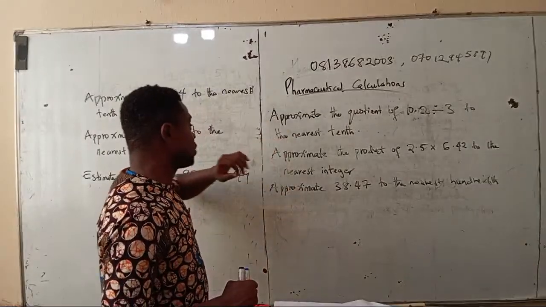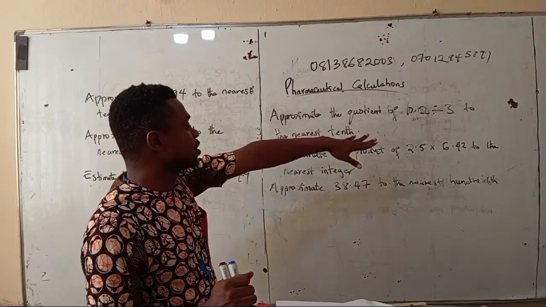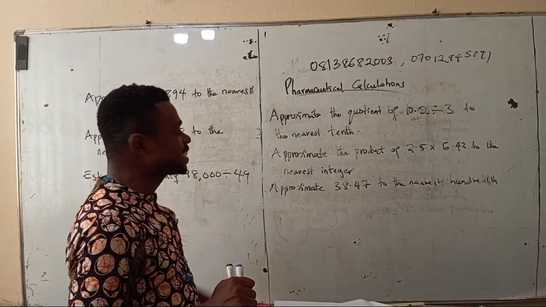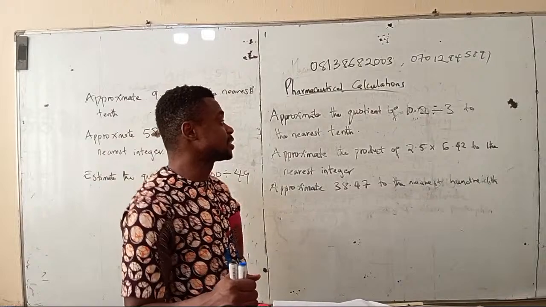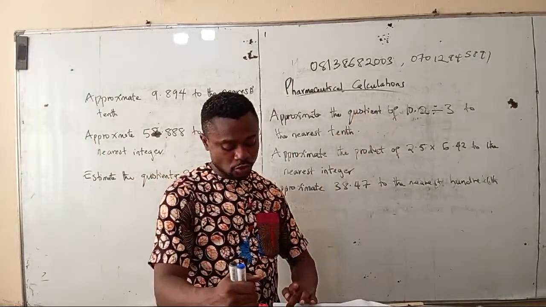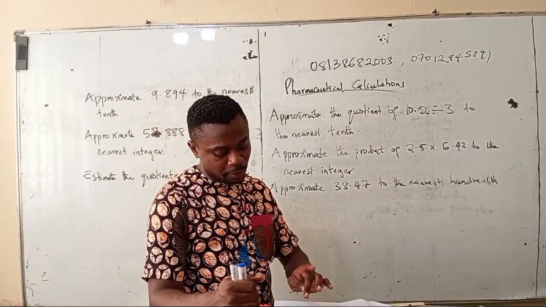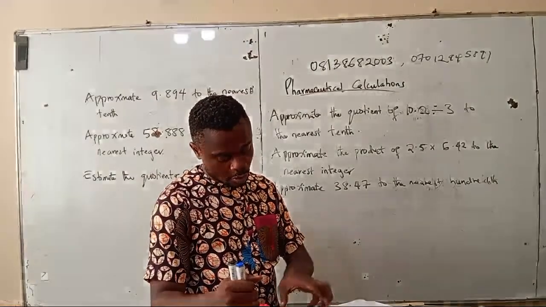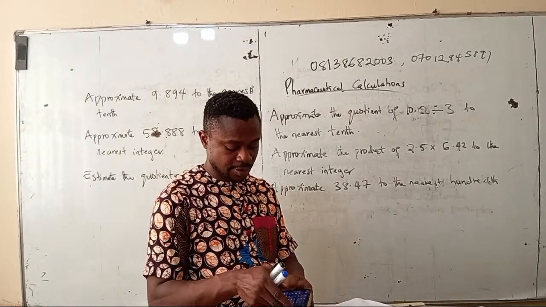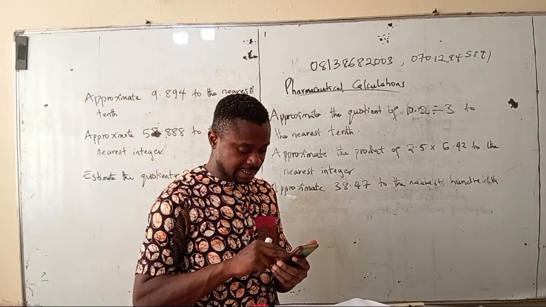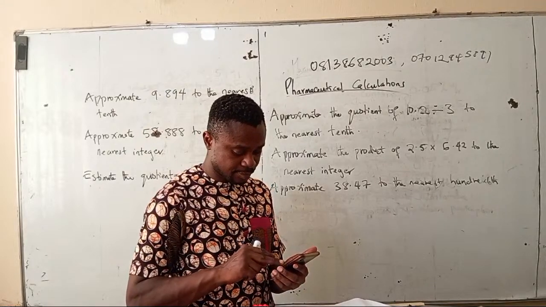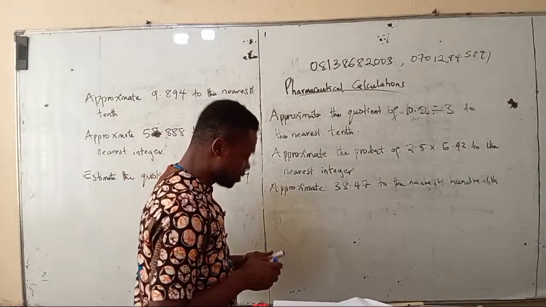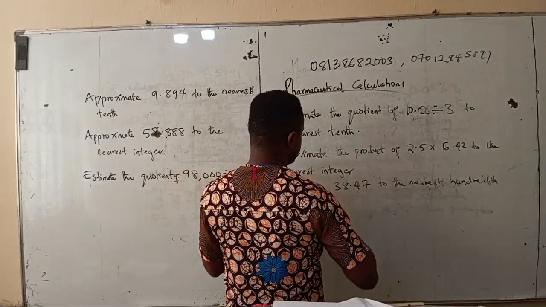All right, let's look at this question. The question says, approximate the quotient of 10.2 divided by 3 to the nearest tenth. To the nearest what? Tenth. So you simply divide 10.2 by 3, and you have 3.4. You have what? 3.4.